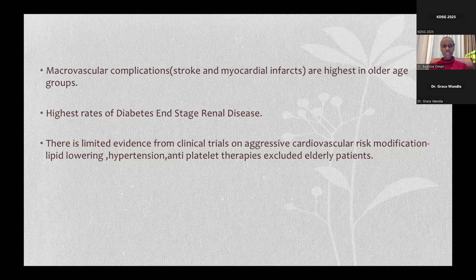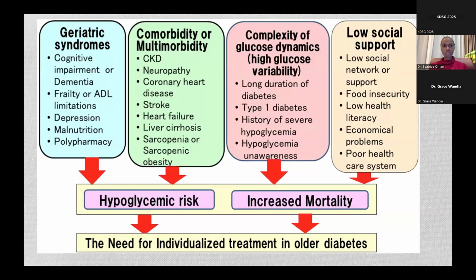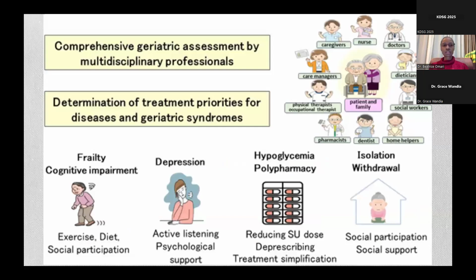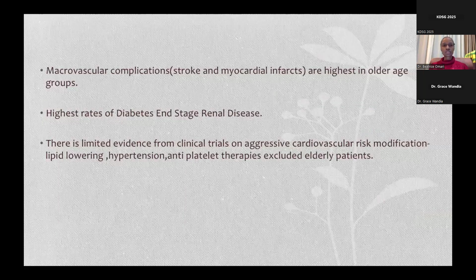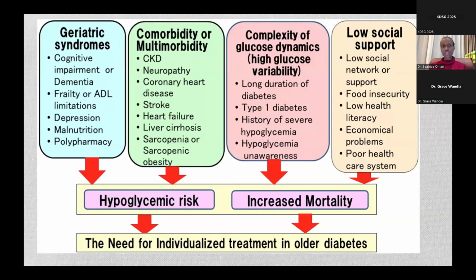So bearing that in mind, when we evaluate these patients, it's important to look at the specific geriatric syndromes that your patient will have, and which specifically increase the risk for hypoglycemia. And you can see one of the topmost highlighted ones there is cognitive impairment or dementia.